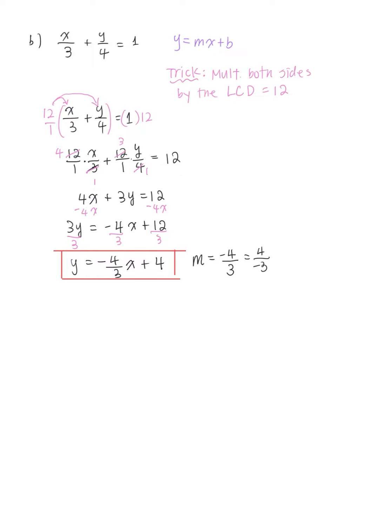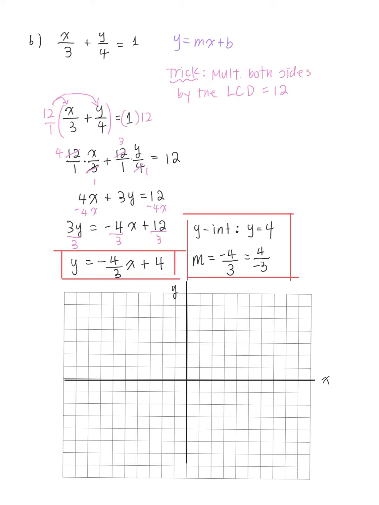So the y-intercept, let me just write it above. Y-intercept is the y-coordinate, so y equals 4. Okay, let's first plot the y-intercept. Y equals 4, so that's 1, 2, 3, 4. So here's our y-intercept. Now, let me use this slope first, negative 4 over 3, to draw the line.